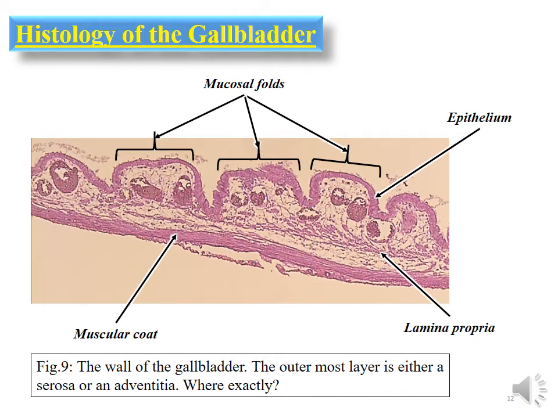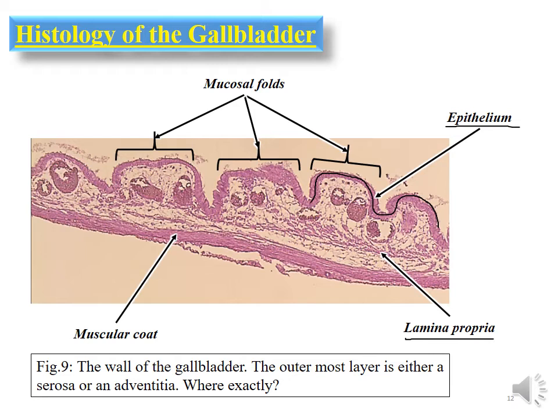The histology of the gallbladder. The gallbladder wall is formed of mucosa and a muscular coat surrounded by adventitia or serosa. So we do not have a submucosa here in the gallbladder. The mucosa of the gallbladder is formed of epithelium and underlying lamina propria. The mucosa is thrown into folds, as you can see here. Of course, these folds are formed of epithelium and the lamina propria.